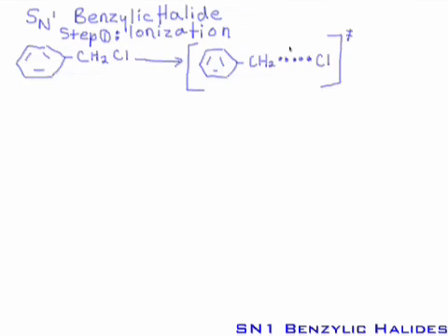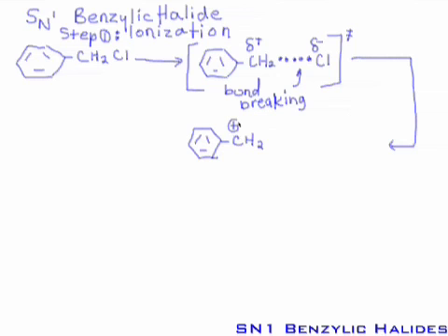In the transition state, you get a delta minus as you kick out the chlorine, delta plus on the CH2, you have a bond breaking. This is the slow step. Carbocation formation is the rate determining step in the SN1 reaction mechanism. So when you're done, you get a benzylic carbocation, CH2 positive, and you have a Cl minus.